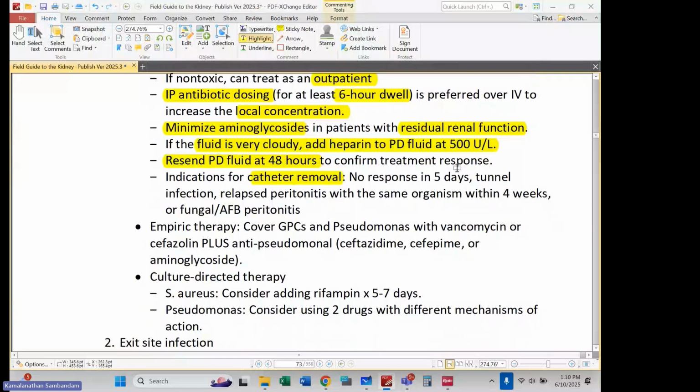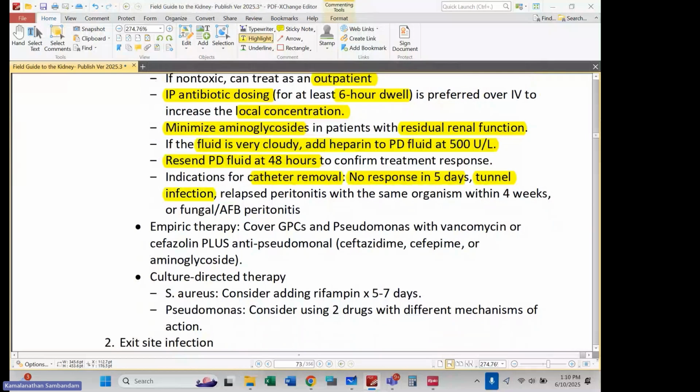What would be examples of not doing well? Well, their cell counts are still high. They're not clearing the infection in the peritoneum after 5 days of therapy. Or if I have a tunnel infection, which looks very similar to the tunnel infection of an HD catheter. It really doesn't look any different. Don't be shy about taking that dressing down. You should be doing that.